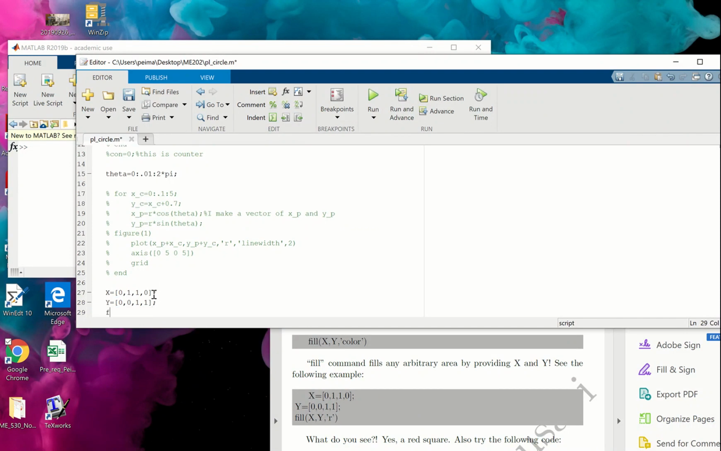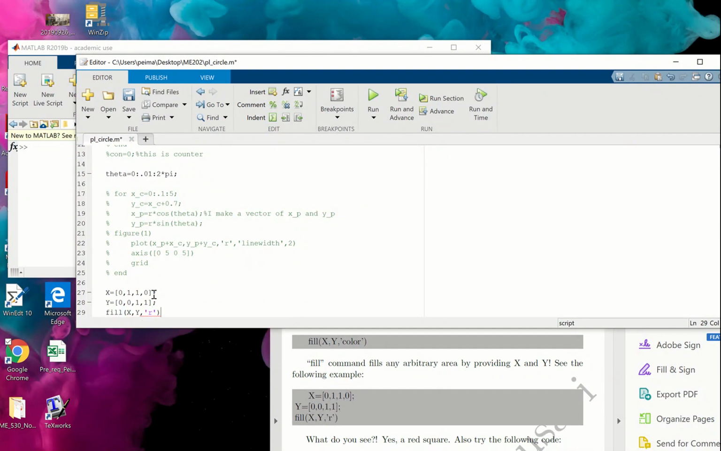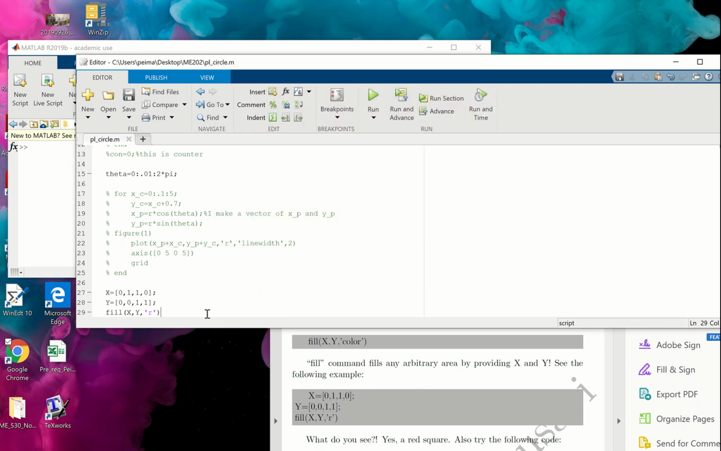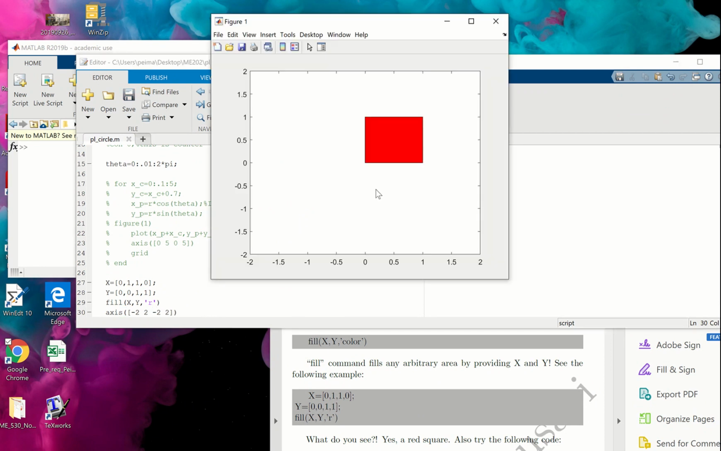and y is 0, 0, 1, 1. Okay, and now if I say fill x and y and r, what do you expect to see? Yes, a square, no doubt. Here we go. So put the axis, I don't know, minus 2 to 2, minus 2 to 2. You will see a square. Here we go. That's right.